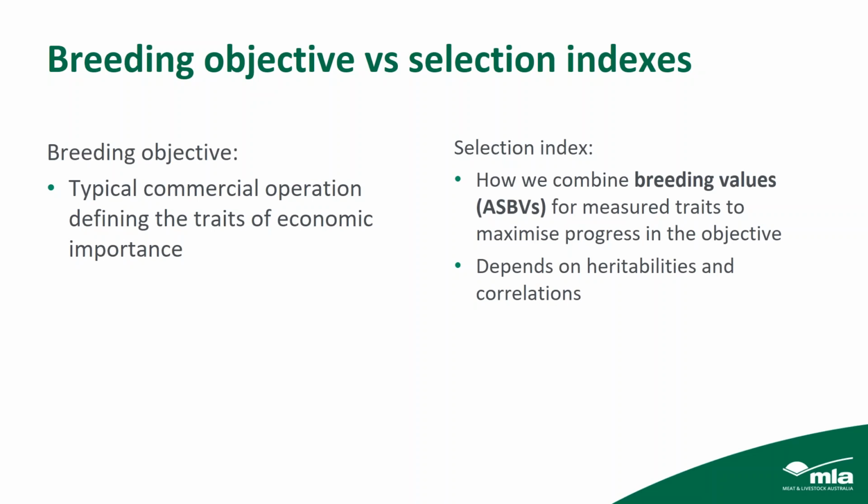But then our selection index is actually how we combine the traits that we can measure and select for those traits to make the maximum progress towards our breeding objective. And one thing that a selection index does really well is it takes into consideration the heritability of a trait. So this is how much of the trait expressed is due to genetics. And then we also look at the correlations between traits, and we can help balance that selection by looking at the relationships between those different traits.